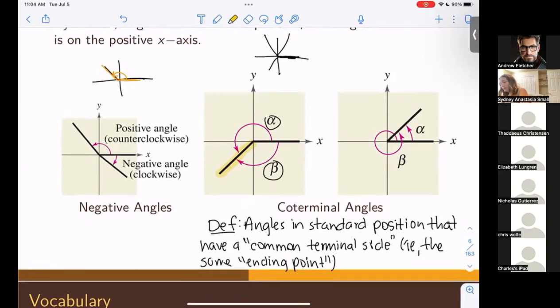Same thing here. These both happen to be positive angles. They're both going counterclockwise. However, angle alpha goes to here, angle beta goes to here. They're not the same angle. Angle beta is actually greater than 360 degrees, which we never really think of angles like that, but they can be. However, they have the same ending ray right here. They still end at that point. So they are coterminal. Any questions on any of this vocabulary?